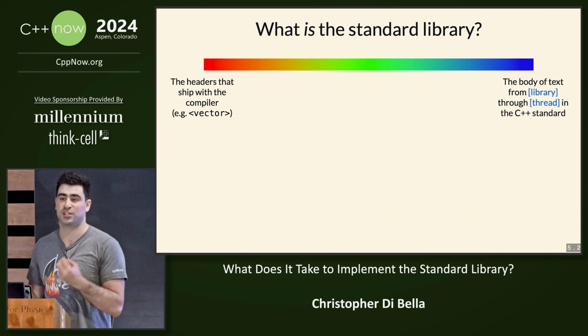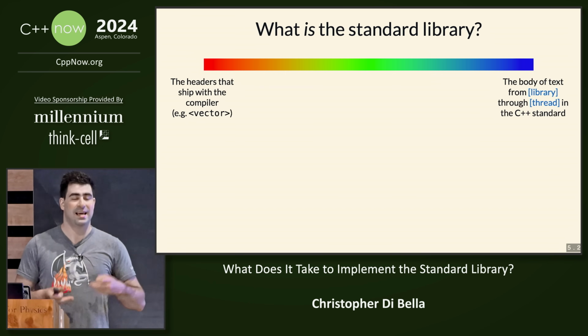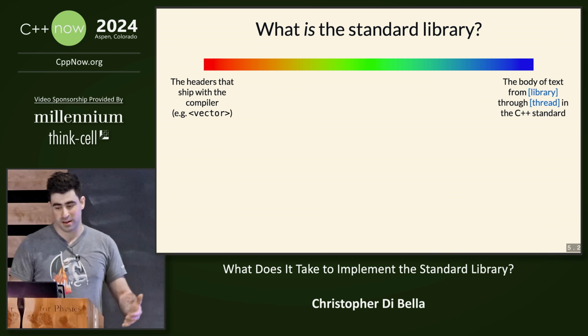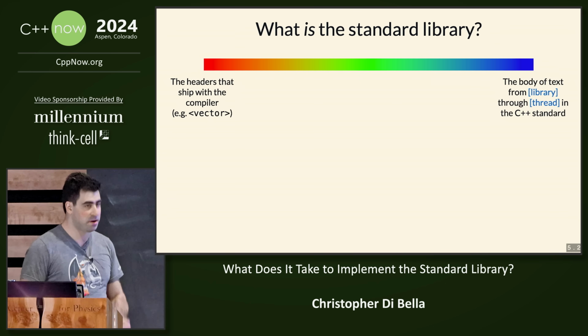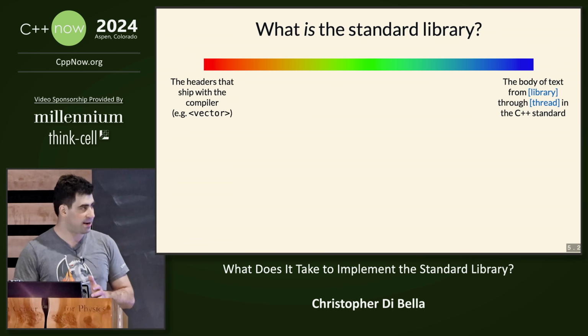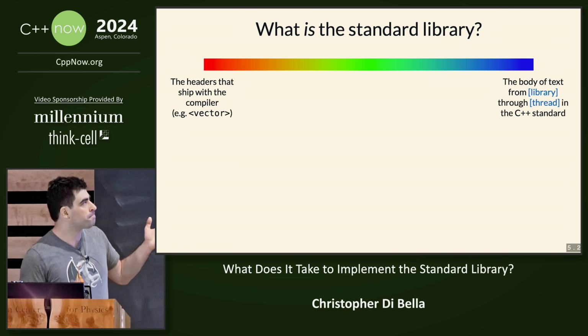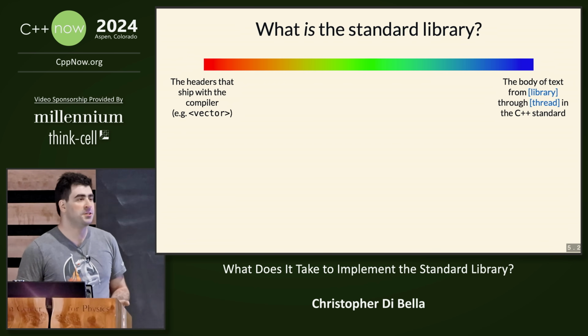What the standard library actually is, is the set of text in the C++ standard that goes from the library clause all the way to the end of the thread clause. And that is what the standard library is. Now, I think both these definitions are correct depending on your perspective.